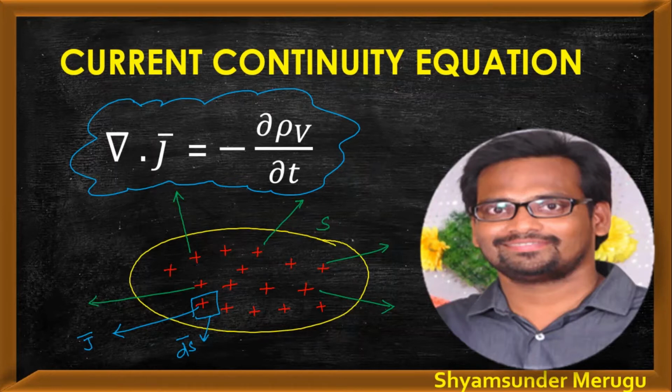In today's video lecture, we are going to discuss the current continuity equation, and we prove that del dot J bar equals minus dou rho v over dou t. Also, we will be looking at a numerical problem based on the formulas that come under the current continuity equation.